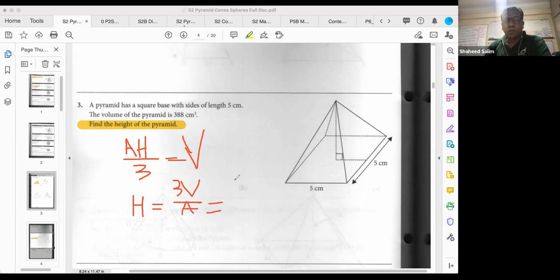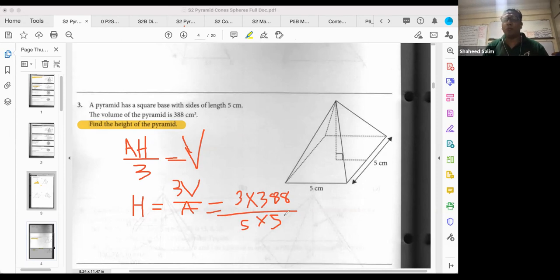Which means 3V over A. So 3 times volume is 388 divided by area, so 5 times 5 here. Okay, we will check now. You said answer is 75, right? 3 times 388 divided by 25. I get 46 point something.